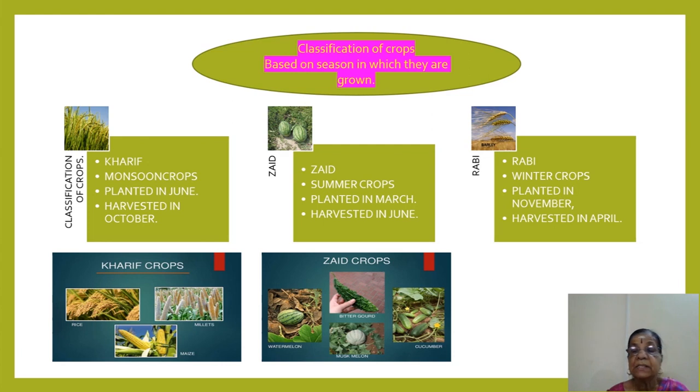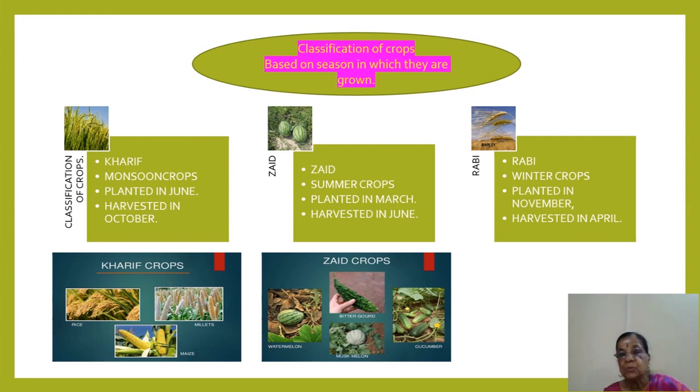The kambu, pearl millet, we have planted a lot near the railway track at our school. Now when we have the school, I'll show you. Then maize. Whereas rabi crop, it is grown in winter, planted in November, harvested in April. I hope you understand. And then example for rabi crop: wheat, gram, pea and mustard.